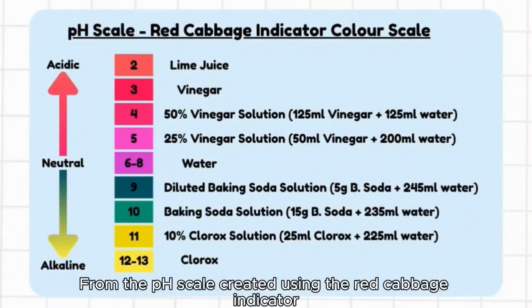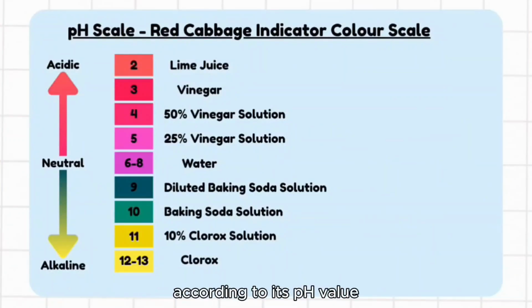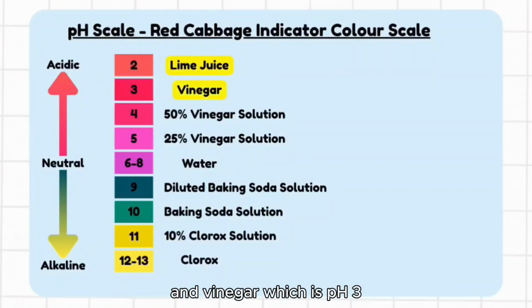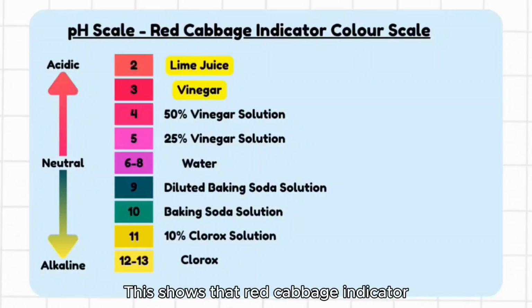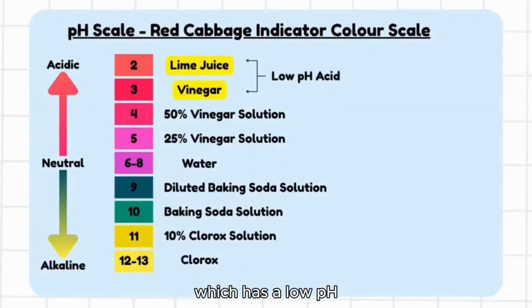From the pH scale created using the red cabbage indicator, it was observed that the color of each solution changed according to its pH value. Acidic solutions such as lime juice, which is pH 2, and vinegar, which is pH 3, turn red and pink respectively. This shows that red cabbage indicator becomes reddish in the presence of acids, which have a low pH.